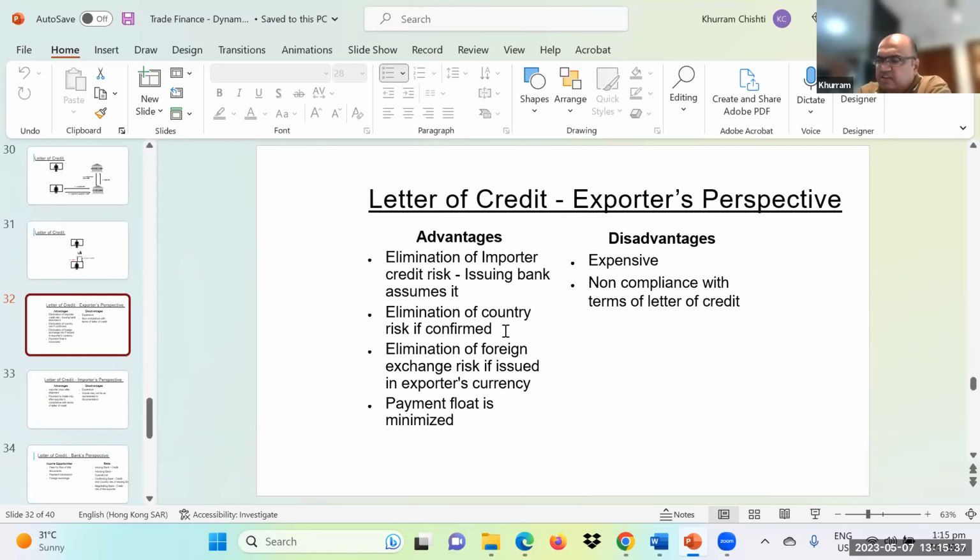Now the Sudanese bank has confirmed, I'll get my money. Elimination of foreign exchange risk if issued in exporter's currency. Okay, now this point, what it means.